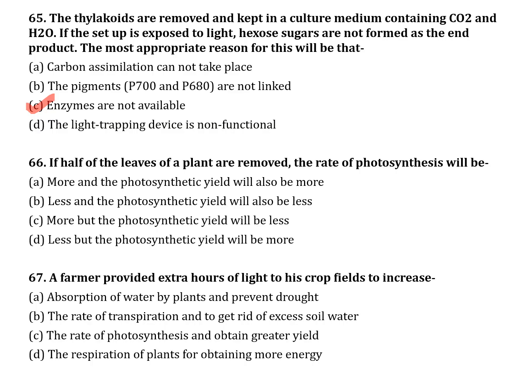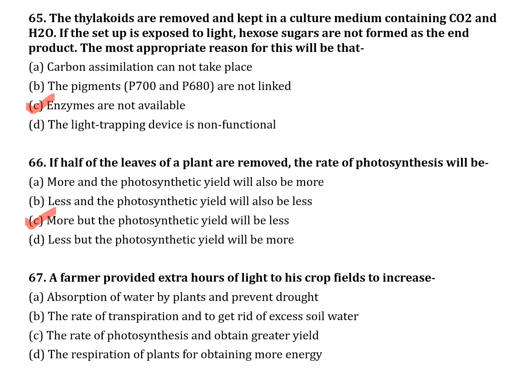The next question number 66. If half of the leaves of a plant are removed, the rate of photosynthesis will be option A, more and the photosynthetic yield will also be more. Option B, less and the photosynthetic yield will also be less. Option C, more but the photosynthetic yield will be less. Option D, less but the photosynthetic yield will be more. Correct answer is option C, more but the photosynthetic yield will be less. The next question number 67.